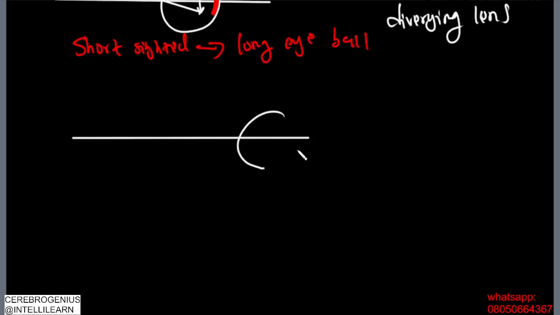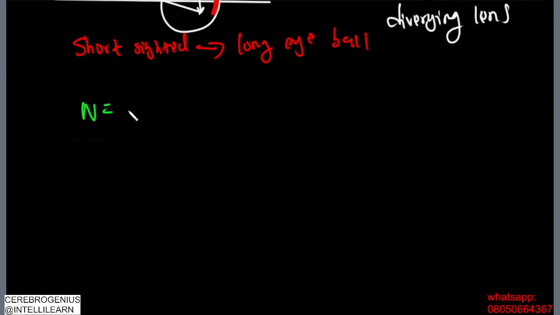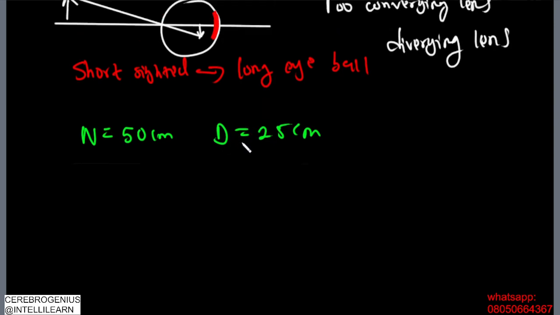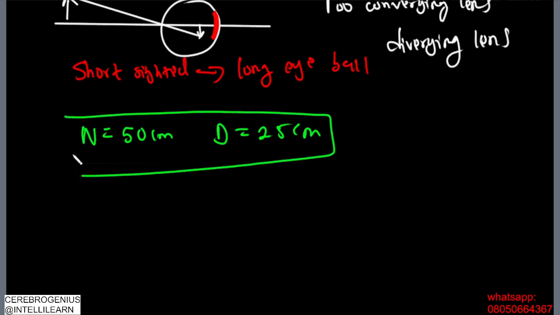Now let's assume that this is the eye. I don't think I need a diagram for this. So let's say a person's near point is at 50 centimeter, when the near point is supposed to be at 25 centimeter. We already know that the defect this person is having is that the person is long-sighted. The person cannot see what is close. What is closer than 50, the person cannot see it. So this person is long-sighted. And they can now ask you, what lens will you use to correct this person's defect?